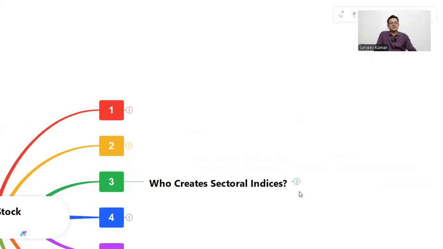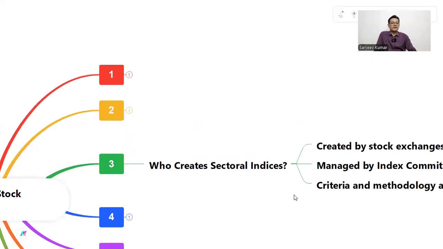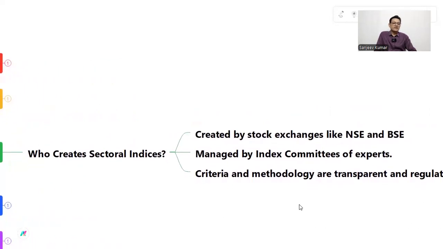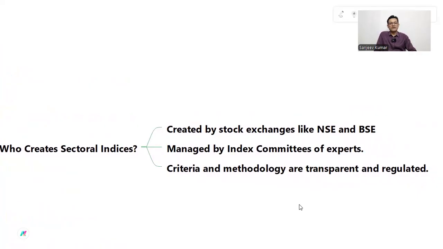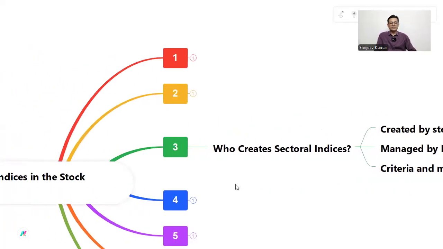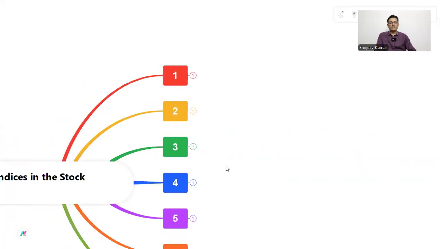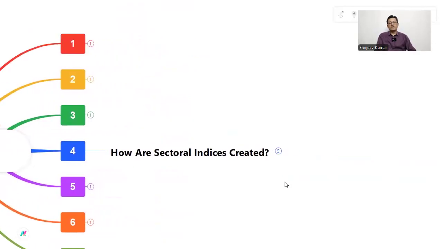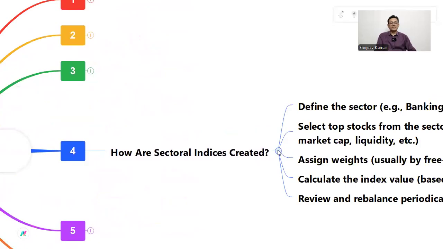Who creates sectoral indices? It is created by a stock exchange like National Stock Exchange or Bombay Stock Exchange and managed by index committees of experts. Criteria and methodology are transparent and regulated. Point 4, only 4 points are remaining. After that, we will go to the TradingView chart and we will compare the sectors.